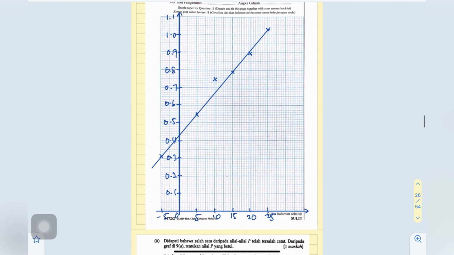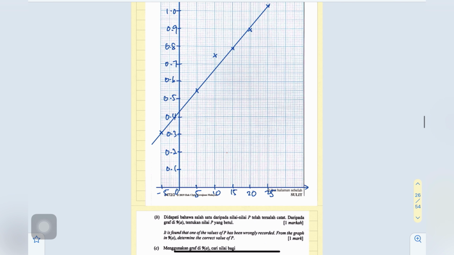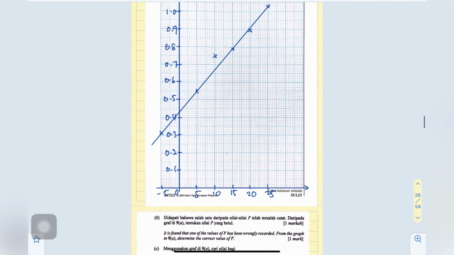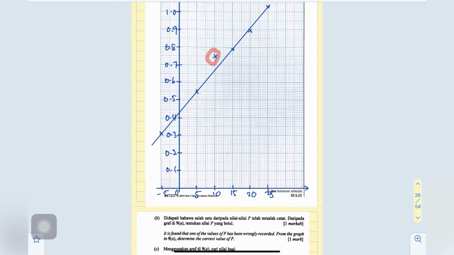Okay, soalan dia, it is found that one of the values of P has been wrongly recorded. From the graph in 9A, determine the correct value of P. Okay, yang wrongly recorded ni maksudnya yang obviously dia tersasar daripada best fit straight line lah. Okay, this one. So kita kena cari yang sepatutnya. Maksudnya kalau sepatutnya mesti on the best fit straight line. Okay, so kita buat garisan macam ni, kita carilah, kita baca this one, the value is 0. Berapa ni?